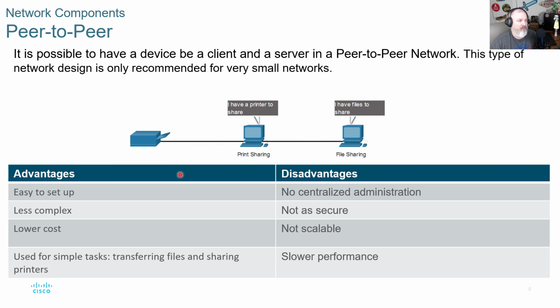The advantages of that are they're easy to set up. There's no routers, no switches, anything like that to set up. They're less complex because we don't have all the intermediary devices. They're lower cost because we don't have that equipment. And they're used for simple tasks like transferring files, sharing printers, things like that. The disadvantages: there's no centralized administration, they're not as secure, they're not scalable, and they have slower performance.